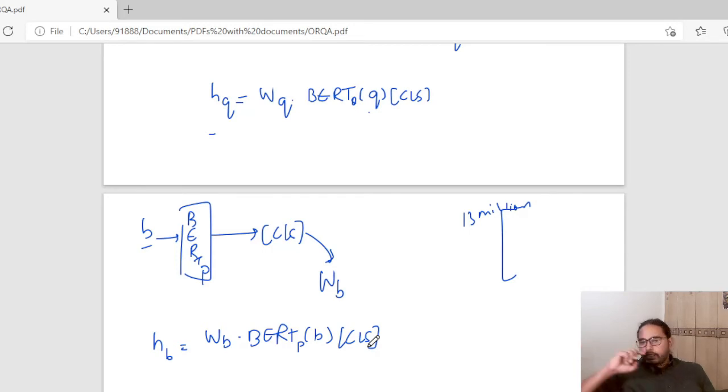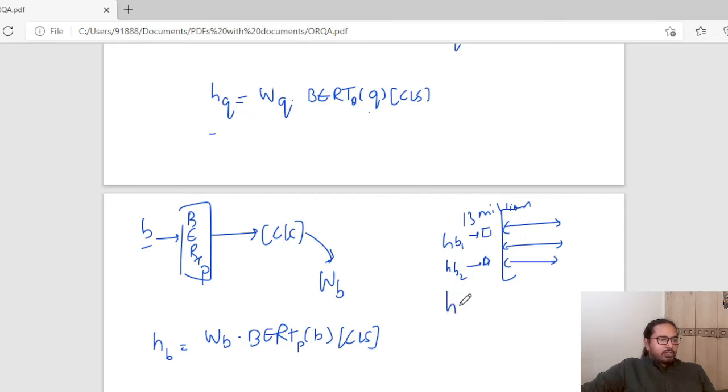In actual practice, we calculate all these values for all the 13 million blocks beforehand. We don't calculate these values individually for each block at query time, as I said. So we have HB1 here as a vector, and similarly HB2, up to the vector for all 13 million blocks, HB 13 million.